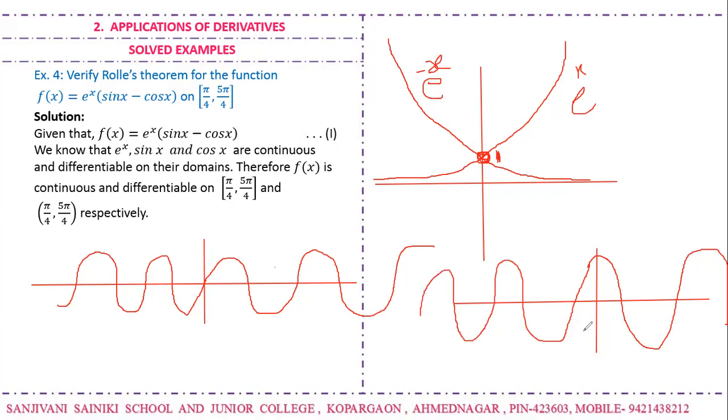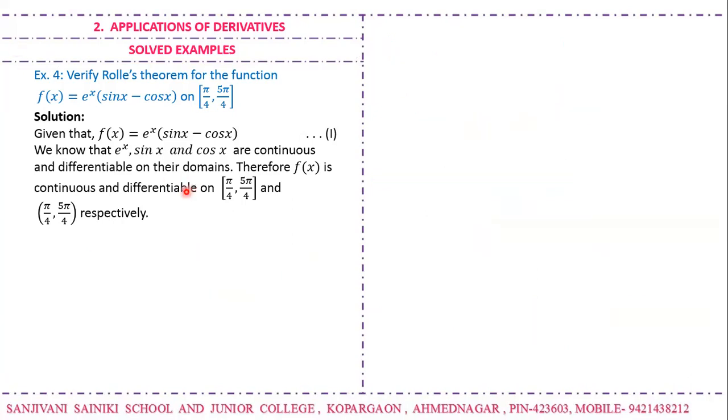And if you look at these three graphs, they don't have any break. Also, they are differentiable everywhere. So we use that property here: e raised to x, sin x and cos x, all three functions are continuous and differentiable on their domains. So their combination, their composition, must be continuous and differentiable everywhere. Therefore f of x is continuous and differentiable on pi by 4 to 5 pi by 4 respectively.